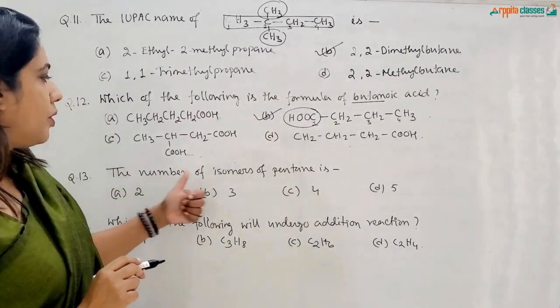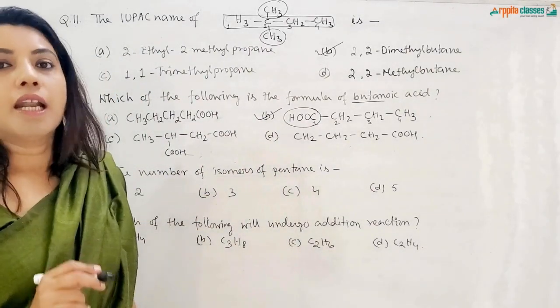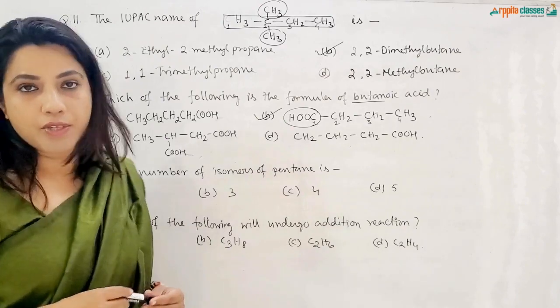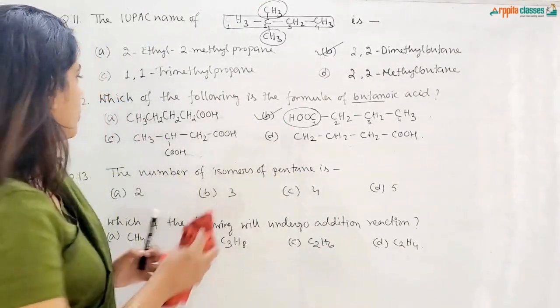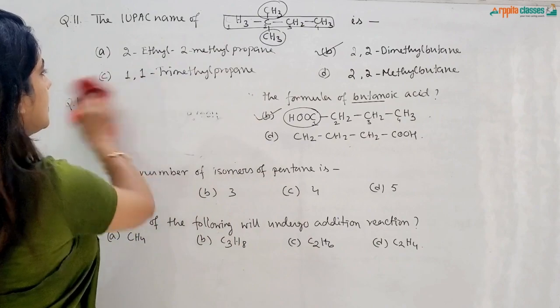Next question is, the number of isomers of pentane is. Now in pentane we have 3 isomers. We have done it before also. I'll just show you here. Let me rub this part.